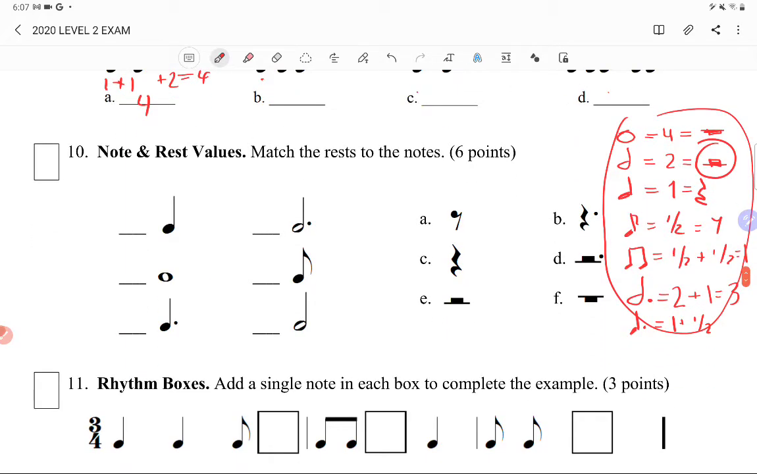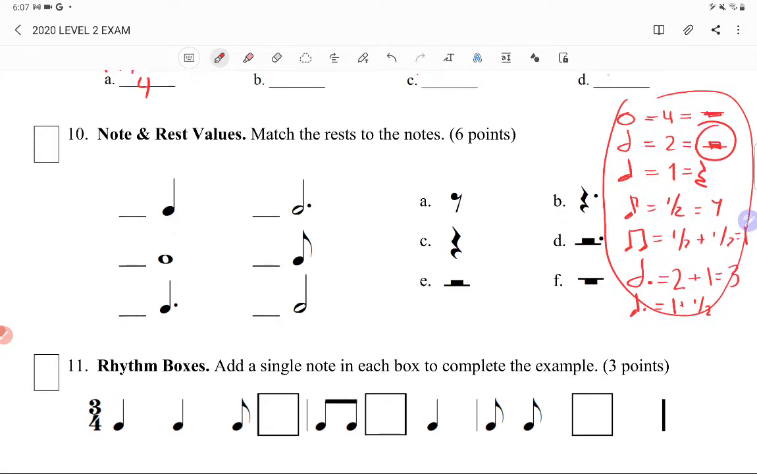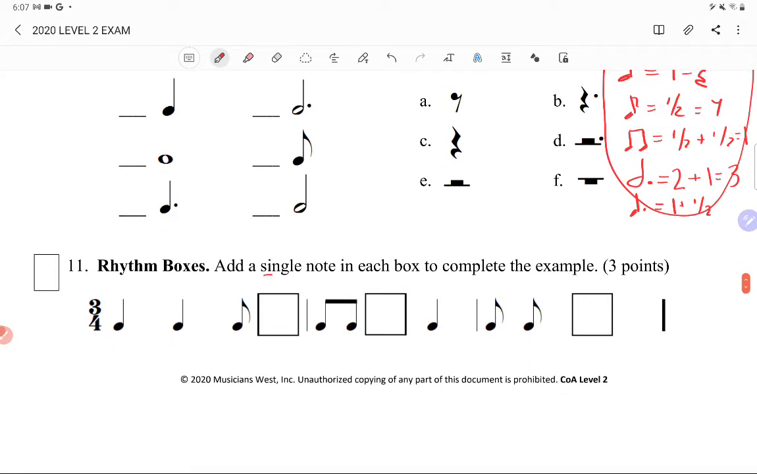Well, again, this one is going to be pretty easy because you already have the table right there. Rhythm boxes. Add a single note to each box to complete the example. Okay, let's look at what kind of single note we can add here. Well, first of all, you have to check how many beats are in the measure and how much length each one gets. Okay, so you have 3 quarter notes.